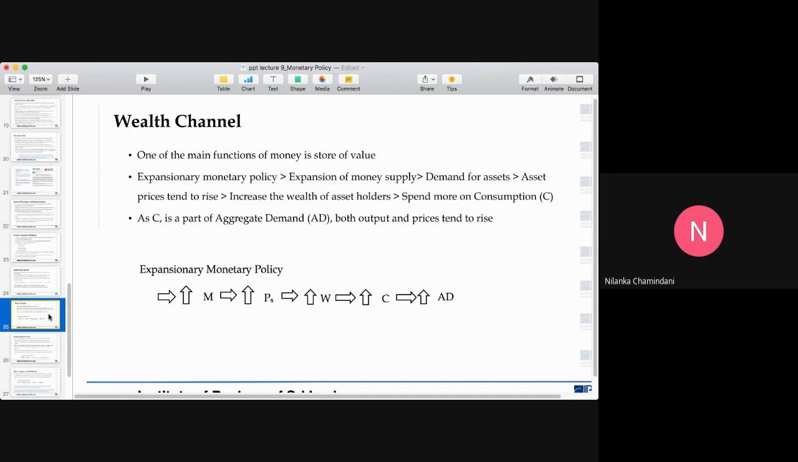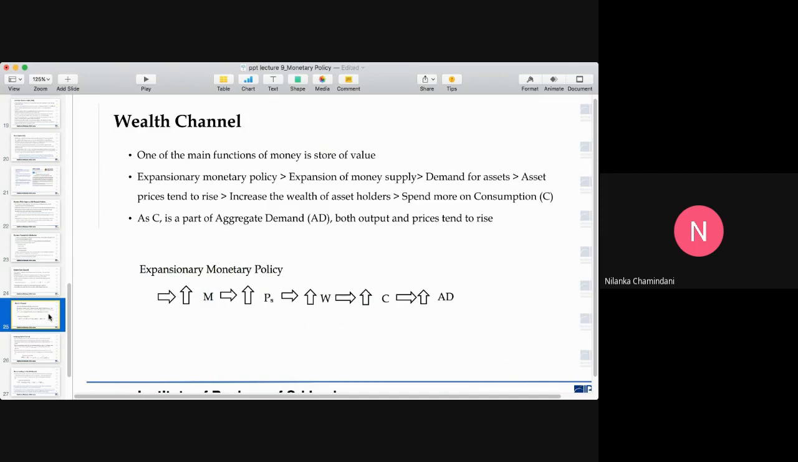So we experienced what happened to the gold price in the world market; we saw that there was a substantial increase there. Because of that, many people just wanted to store their value. One of the functions of money is store of value, so they wanted to store the value of money in the form of an asset. So that's how the demand for assets increases.